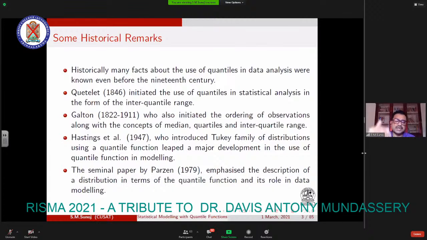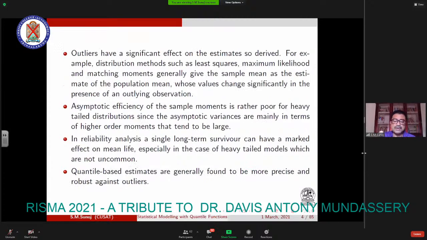It gives us many ideas with regard to quantile functions, and how the empirical quantile function is defined, etc., are all discussed in this paper. That is why this is considered a seminal paper in the context of quantile functions. Now, outliers have a significant effect on the estimates so derived. For example, methods such as least squares, maximum likelihood, and matching moments generally give the sample mean as an estimate of the population mean, whose value changes significantly in the presence of outlying observations.